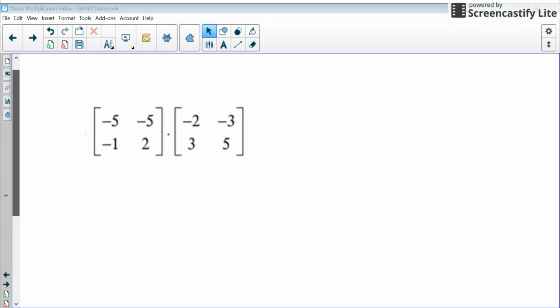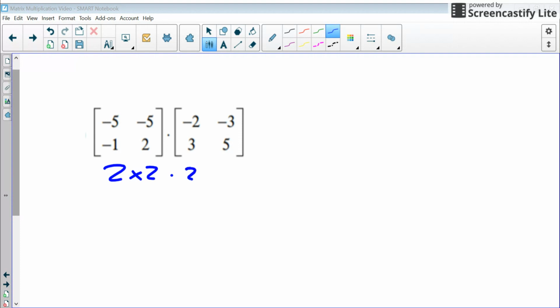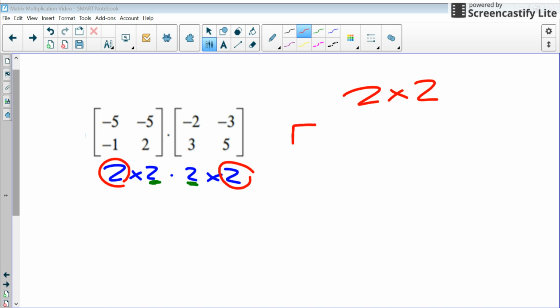Here's two matrices. First one's 2 by 2, and the second one's 2 by 2. Since that inside number is the same, you can multiply them. You're allowed to multiply them. Those outside numbers tell me that my matrix I'm going to get at the end is 2 by 2. And then I just need to figure out numbers to put in that matrix. I'm drawing it really big for a reason.